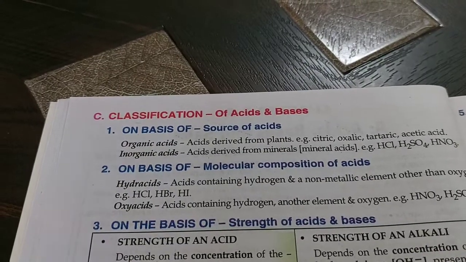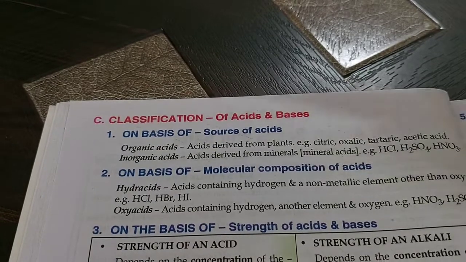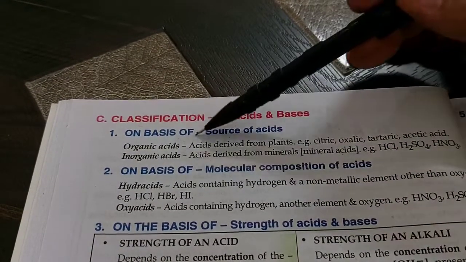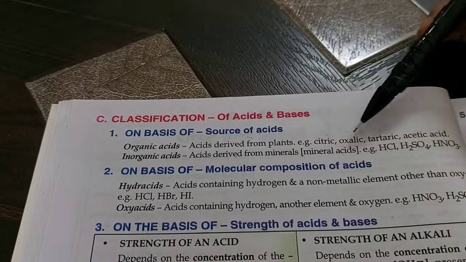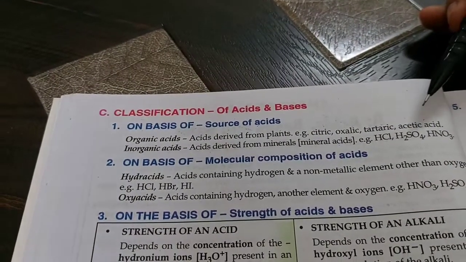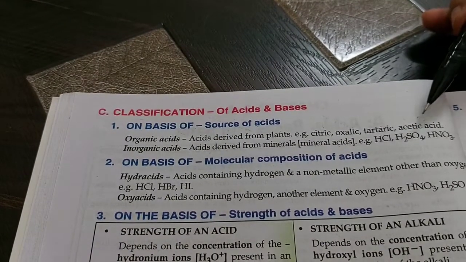Now let's classify acids and bases. First of all, on the basis of the source. Acids which are derived from plants are called organic acids: citric, oxalic, tartaric, acetic acid. Acetic acid, in fact, can be used to make vinegar, which is used in cooking. So we can eat it.